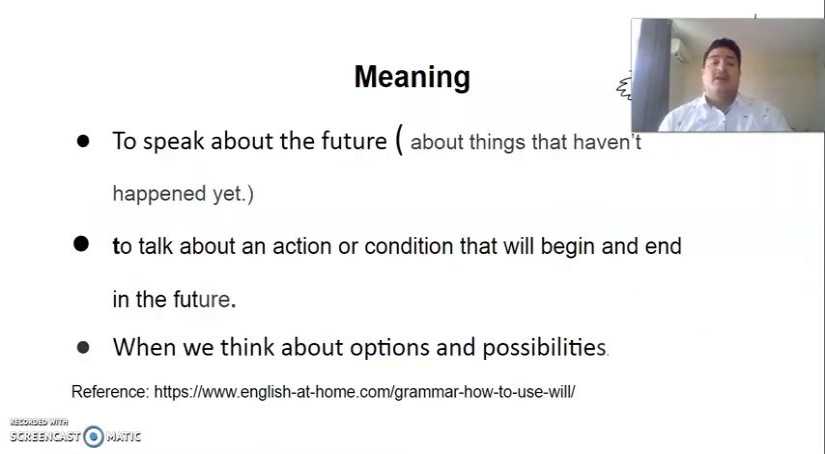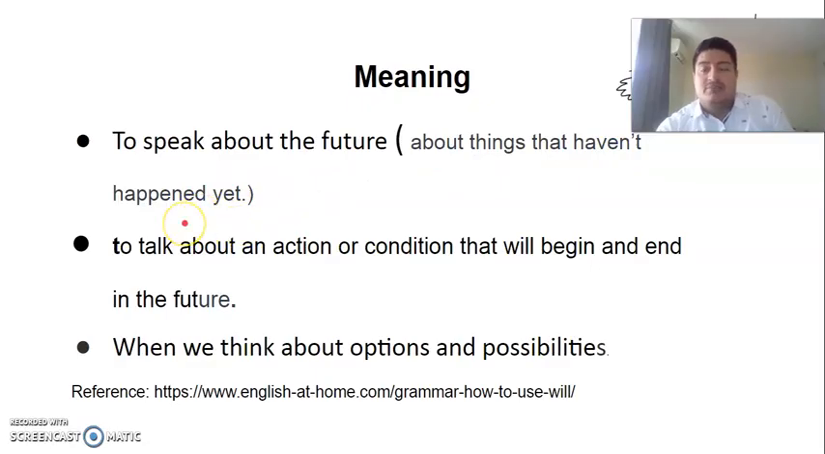So what is the meaning of the simple future? It is used to speak about the future in general. So what is the future? The future is about things that haven't happened yet.